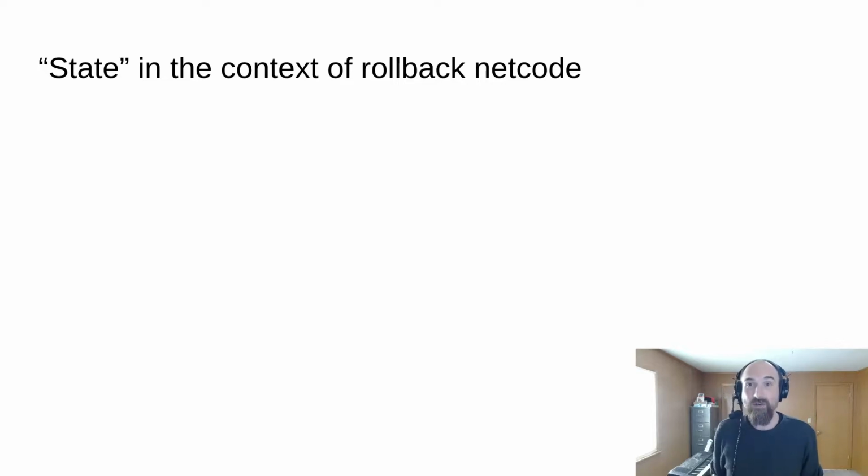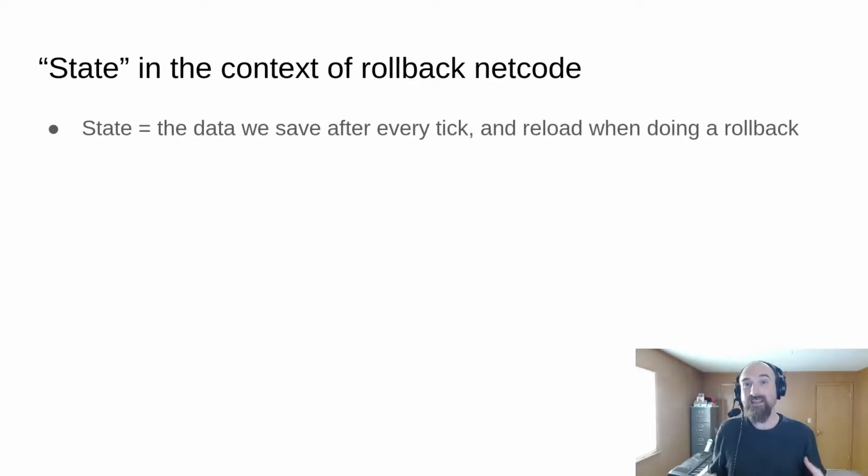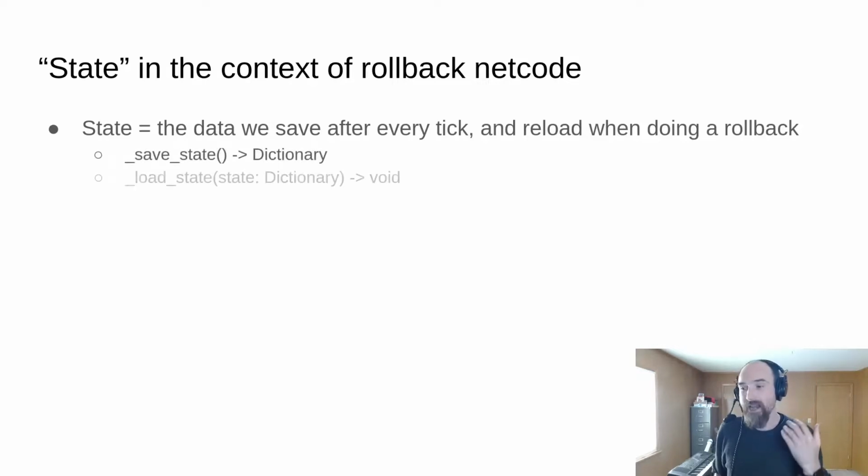In the context of rollback netcode, state is the data that we save after every tick and then reload in order to perform a rollback. In the Godot Rollback Netcode add-on, it's the save state and load state virtual methods that are responsible for gathering the state from a node and then later reloading that state back into the node.